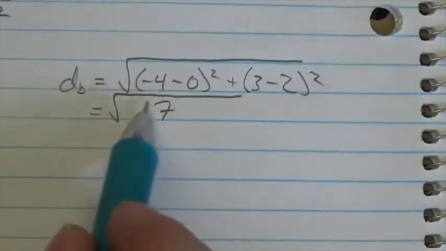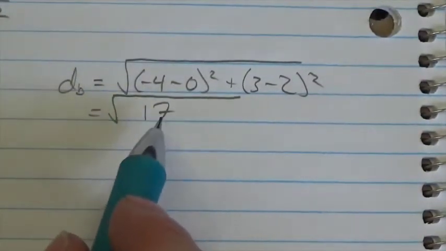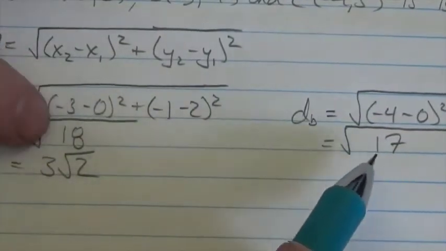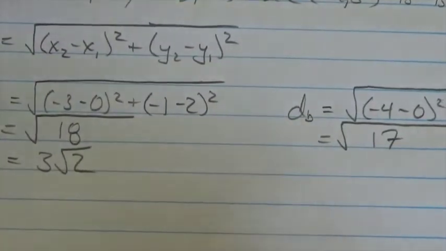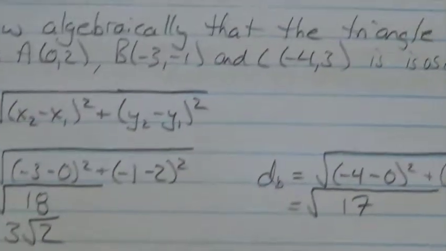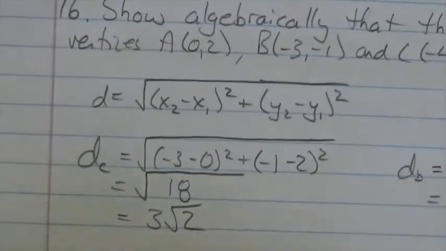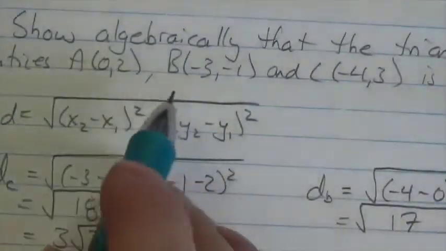Now, that's a prime number. I really can't simplify that beyond the square root of 17, but I know that those two are not the same. Okay? All right, so now I've got to find the length of line segment a, little a here, and that's going to be the distance between B and C.